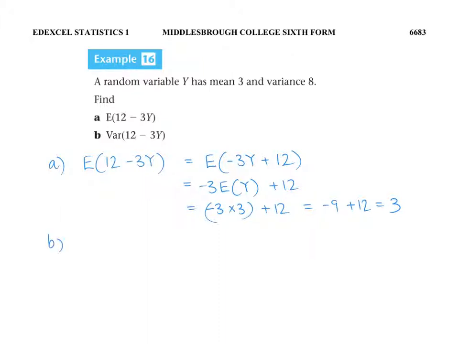For part B, the variance of minus 3y plus 12. We can ignore the plus 12, it has no effect on the variance, but the minus 3 does. So it's minus 3 squared times the variance of y. So that's going to be 9 times the variance, which is 8, so the variance is 72.